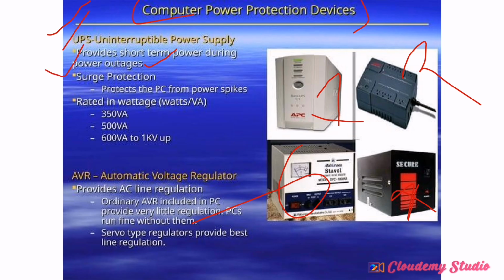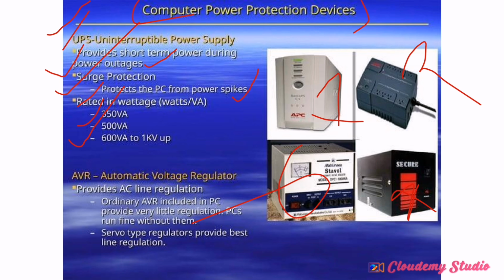Then surge protection. It protects the PC from power spikes. Then the rating in wattage, watts or VA. So we have 350 watts, we have 500 watts, we have 600 watts, and 1 kVA up. Like I said, it depends on the capacity of the UPS.